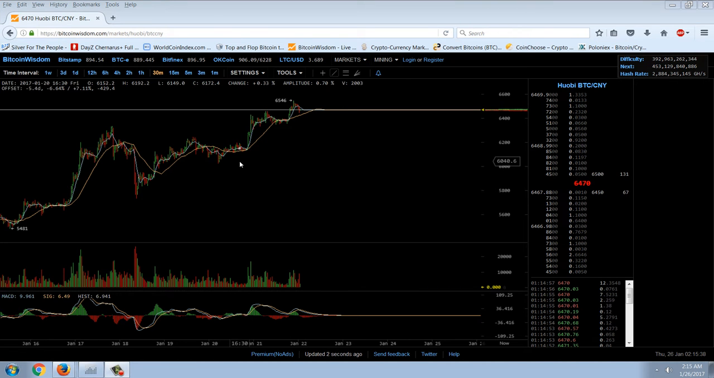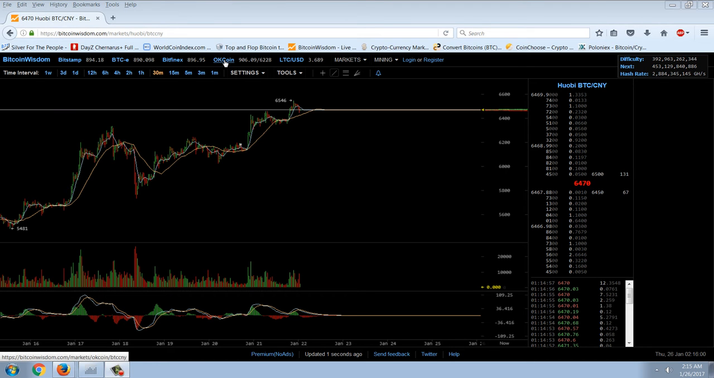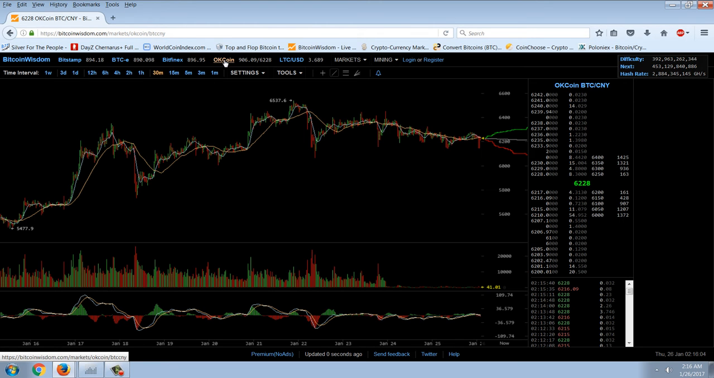Now, this is the Bitcoin chart on the Huobi exchange. You can see that it went dark on the 22nd of January. That's when China decided to stop allowing margin trading. I'm not really sure why the exchange had to go dark. You can see here that Bitcoin Wisdom has replaced Huobi now with OKCoin.